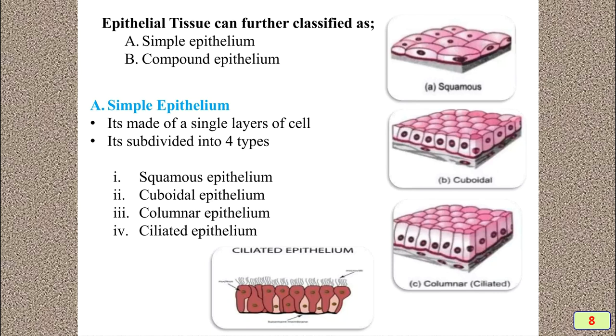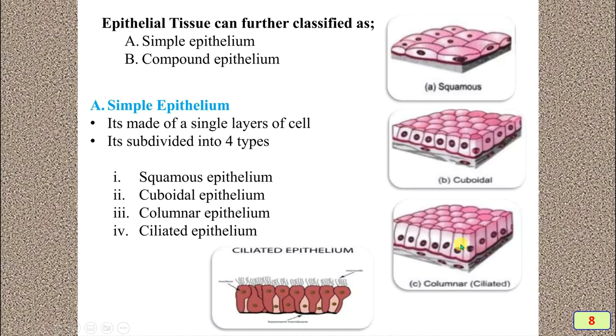A simple epithelium is made up of a single layer of cells and it is divided into four types. As I have already informed, the squamous cells, cuboidal cells, columnar epithelium, and the ciliated epithelium. Cilia are small hair-like structures which are very common in the airways to prevent aerosols or dust from entering the respiratory tract. That's why they are specially made for different types of tissues.